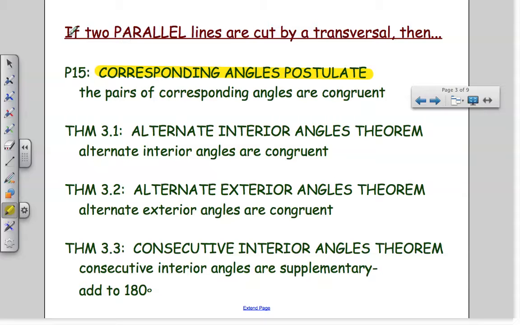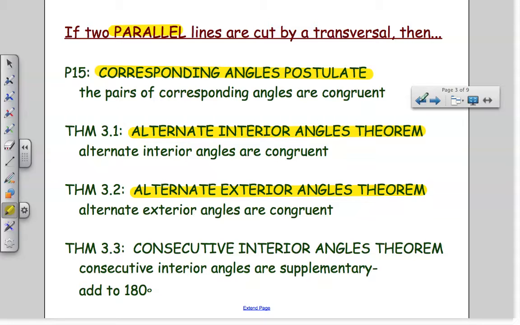So, all of these begin with if two parallel lines are cut by a transversal. Then we know corresponding angles are congruent. Also, we know that alternate interior angles are congruent. Also, we know that alternate exterior angles are congruent, given by the alternate exterior and alternate interior angles theorems. Remember, theorems can be proven. We're going to prove one of these in a little bit.